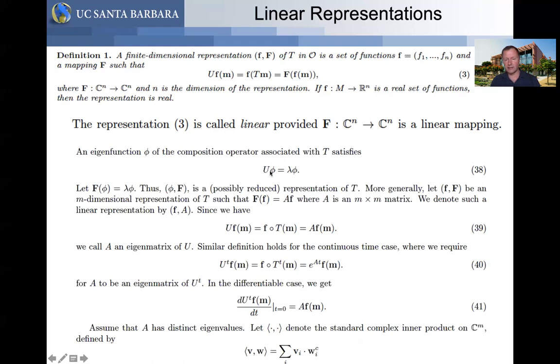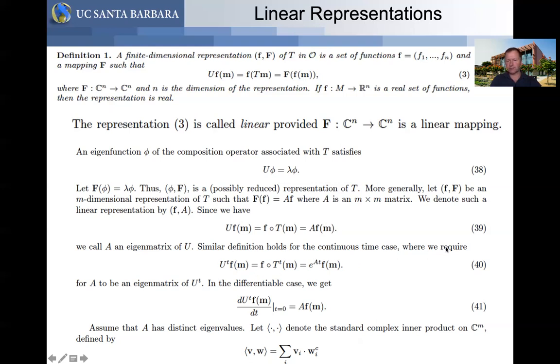And a beautiful example of this is if we find a single function F, we call it phi here, such that U phi is lambda phi. So this clearly satisfies this requirement, with capital F being just a multiplication by a constant and therefore a linear mapping. We can extend this and say, hey, how about we find a set of observables F such that UF is AF, where A is an m-dimensional matrix in this case. And in this case, we could call A an eigenmatrix of U, and this would again give us a finite dimensional representation.